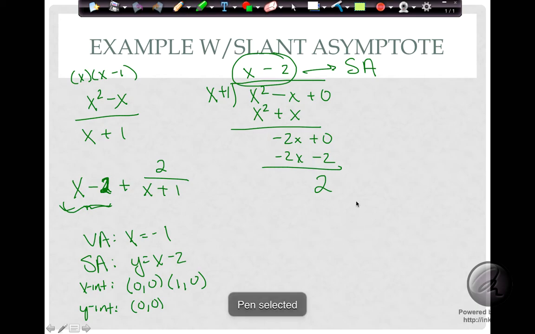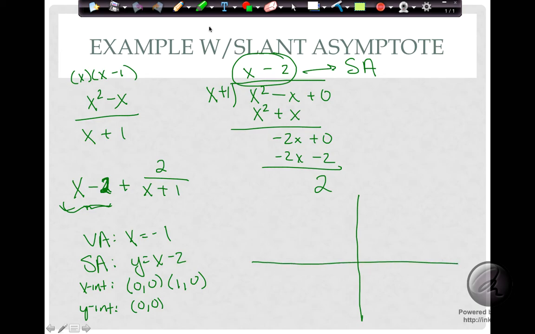Okay, so if we go to graph this function, we need a vertical asymptote at negative 1. And then we have a slant asymptote of x minus 2. Well, the line x minus 2 goes through 0, negative 2, and goes through here because the slope is 1. And that is our slant asymptote. I'm sorry, I'm crunching across the bottom here. I didn't leave myself enough room.